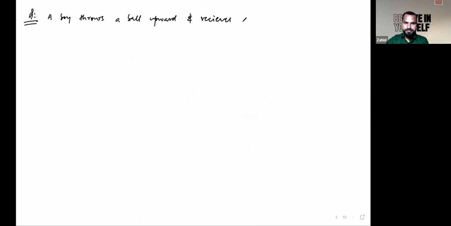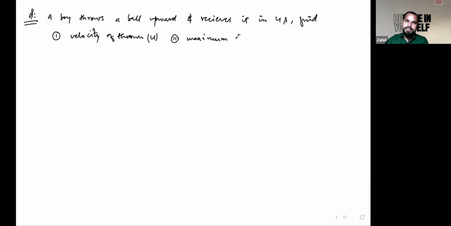And receives it in 4 seconds. First, find the initial velocity. And second, the maximum height it will attain. I'm giving you some hint how to solve it. Use gravity to be 10 meter per second square.